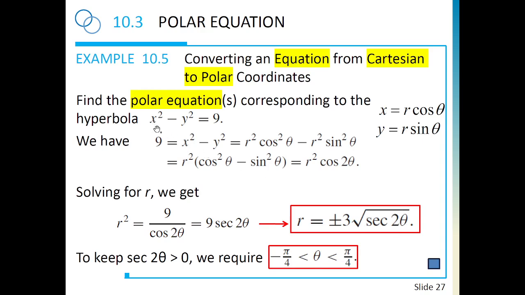So that's what happens. We had our hyperbola here in Cartesian coordinates, x squared minus y squared equal 9. The equivalent expression in polar coordinates would be this, with a limitation on the angle. So this is the same curve, but just written in terms of r and angle theta.